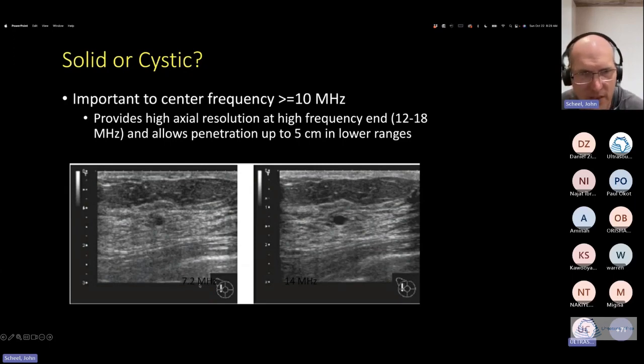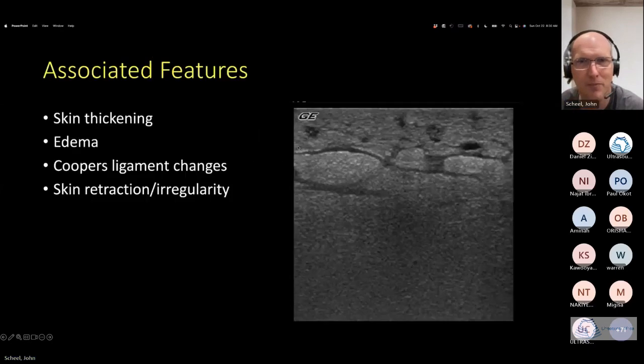So this is 7.2 megahertz on the left and 14 megahertz on the right. And you can see that it's so much nicer. Actually, I'm not even sure that's a word, but it looks more beautiful that this is a cyst and you can let this go. But on the left at 7.2 megahertz, you can't really tell that that's a cyst. So hopefully that makes things clear.